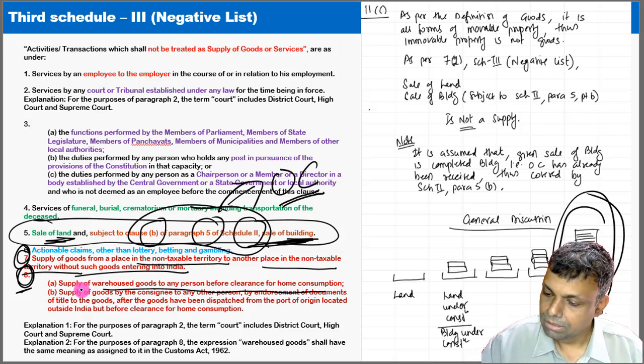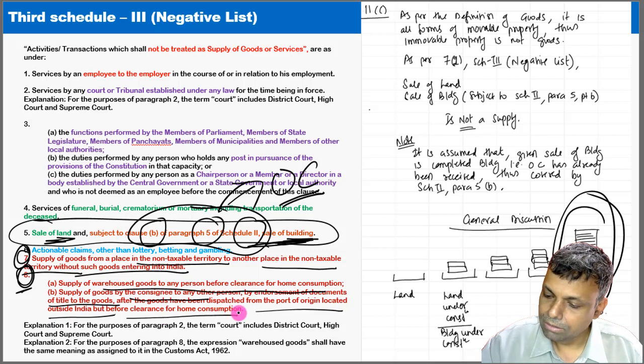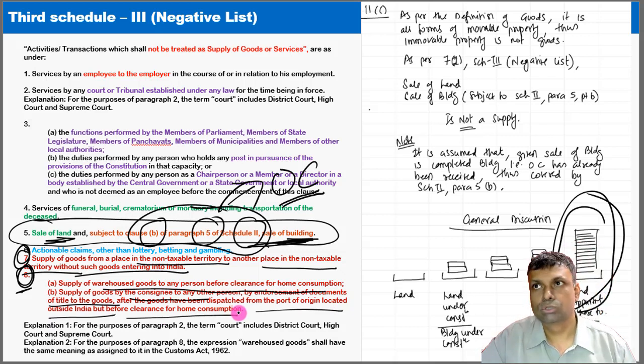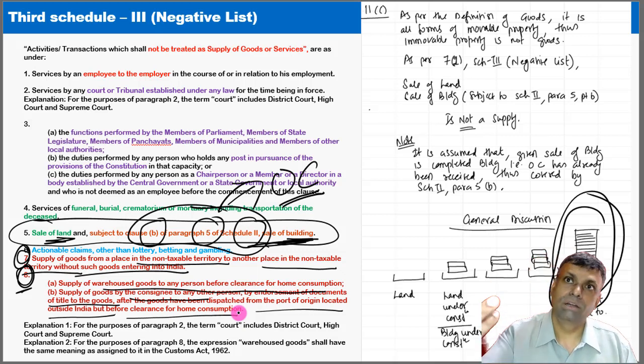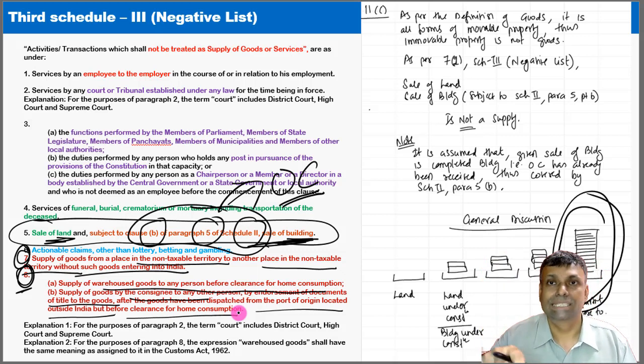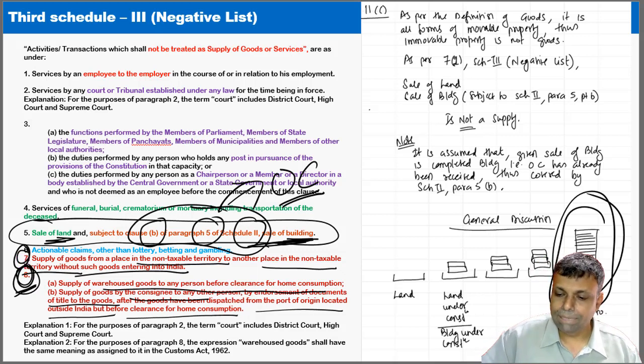And another is the supply of goods by the consignee to any other person by the transfer of the title of goods which is dispatched from the port of origin located outside India, before the clearance for home consumption. This is also a similar situation where any such goods are in transit, in the sense that from a foreign country they may be traveling to India and are on the high seas, and any such transactions which have already taken place on the high seas will not have any GST implications, because it is once again a similar transaction which is in your negative list. So these points should be kept in your memory very precisely.